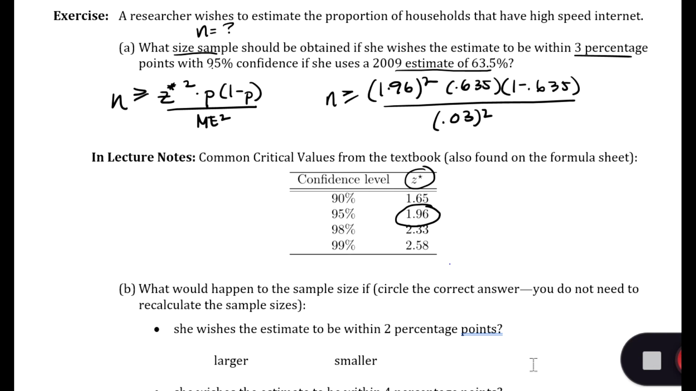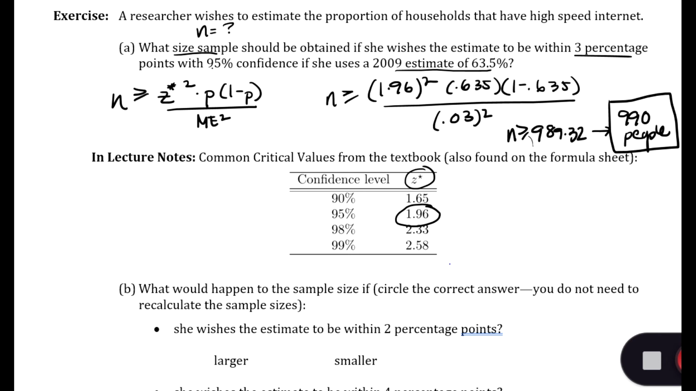So this means that my n has to be greater than or equal to 989.32 people. I need to have an integer number of people because I can't have 0.32 people, so I have to have 990 people in my sample.